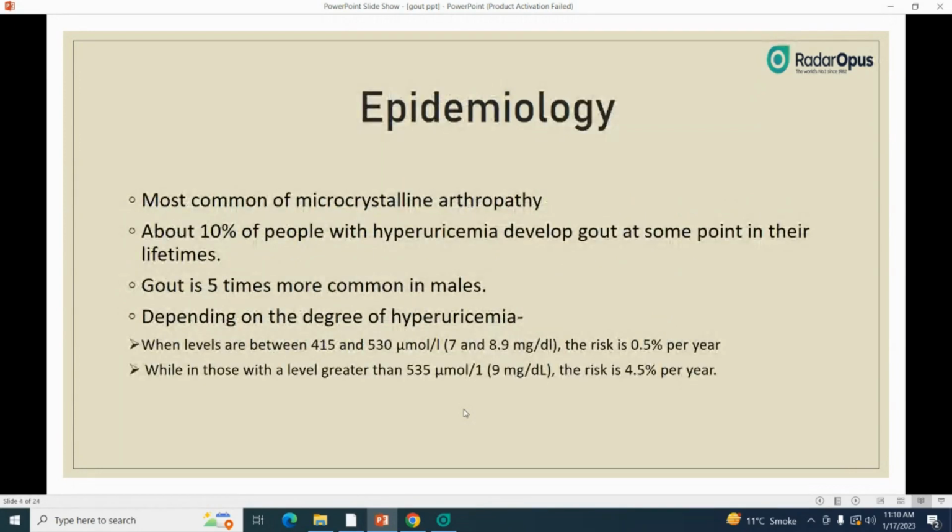Now, after definition, I'm moving on to my epidemiology part. Gout is the most common microcrystalline arthropathy. About 10% of people with hyperuricemia develop gout at some point in their lifetime. Gout is 5 times more common in males, depending on the degree of hyperuricemia, with levels between 415 and 530 micromole per liter, while in those with a level greater than 535 micromole per liter.